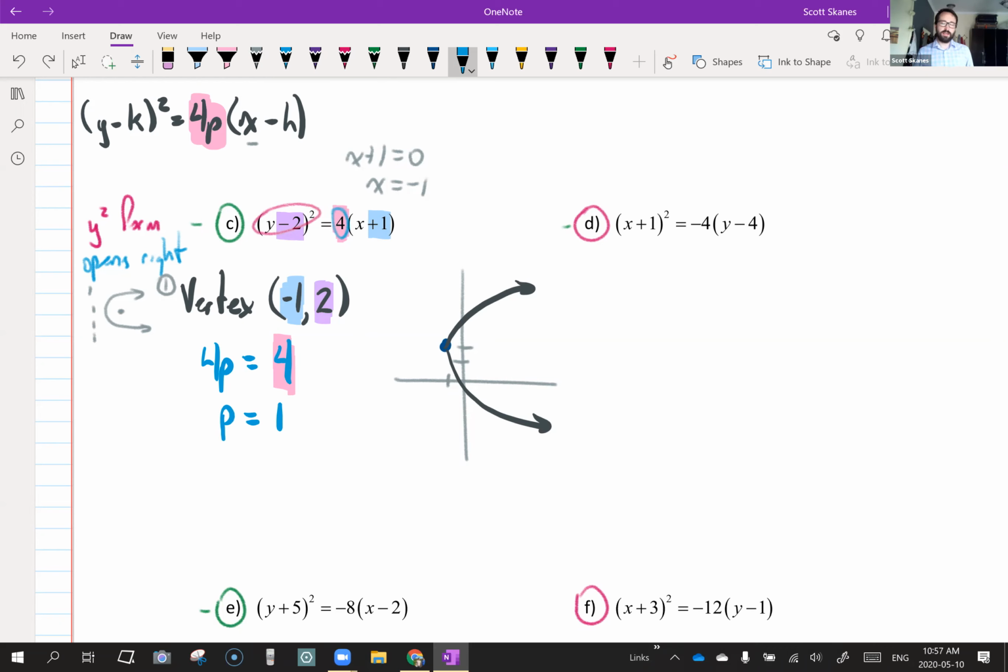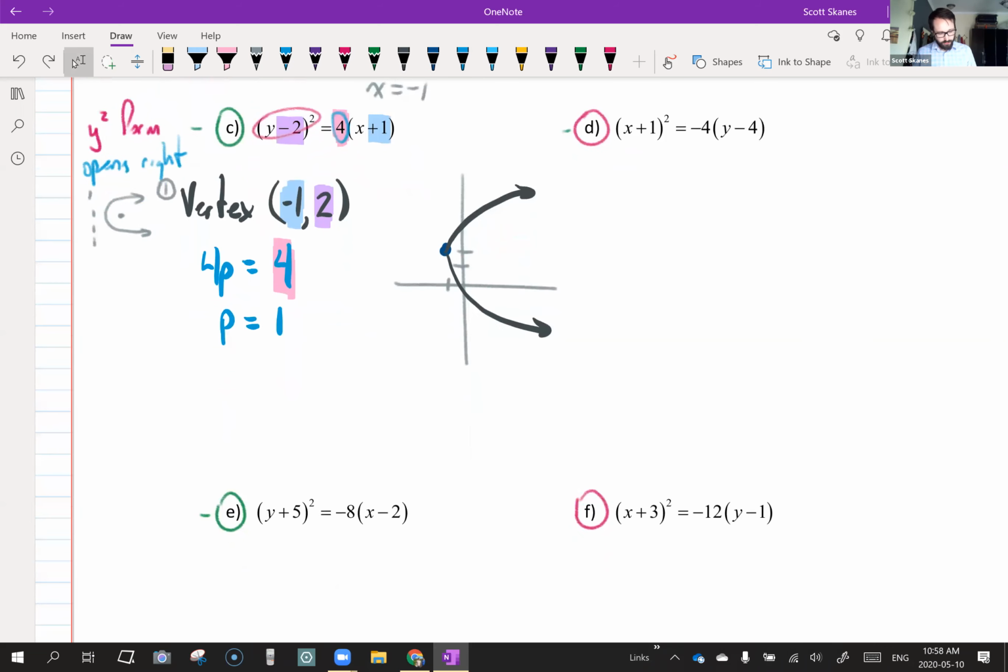Now the p value is just like a middle step. We use it to find the focus and the directrix. Let me show you how you can do this without thinking about it too much. I already have my vertex on the graph. I know my focus is inside the parabola, and I know that p here is a distance of 1. It's the distance from the vertex to the focus. It's also the distance from the vertex to the directrix.